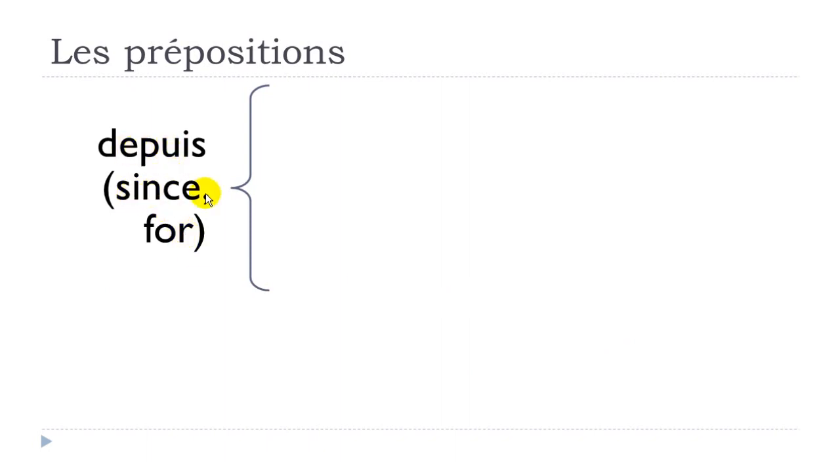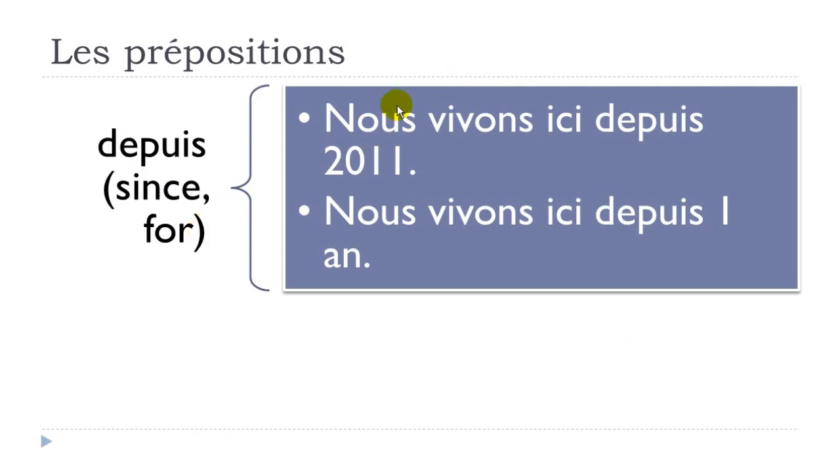Depuis means since or for. Okay, examples. Nous vivons ici depuis 2011. Okay? Nous vivons, vivre is to live. Nous vivons, we live. Ici, here. Depuis, since. And then you put 2011, you just put the year. Okay? So, assuming the fact that we are still now in 2012, we could use this sentence as well. Nous vivons ici depuis 1 an, okay? So in that case, you can use this depuis as well, and then you will introduce 1 an, just because we arrived in 2011, and we are now in 2012, okay? So, depuis 1 an.